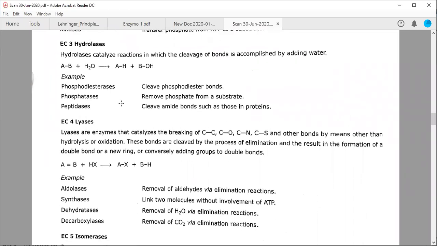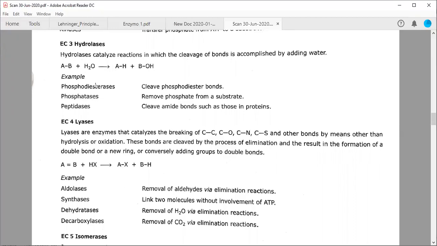hydrolases. Hydrolases are a type of enzyme which cleaves a bond by hydrolysis. This reaction is catalyzed by adding a water molecule, because hydrolysis of water will generate an OH negative, and then the bond is finally broken down. So, for example, this is a substrate AB, and the addition of a water molecule to this substrate leads to the generation of H positive and OH negative, and thus two different products are formed.